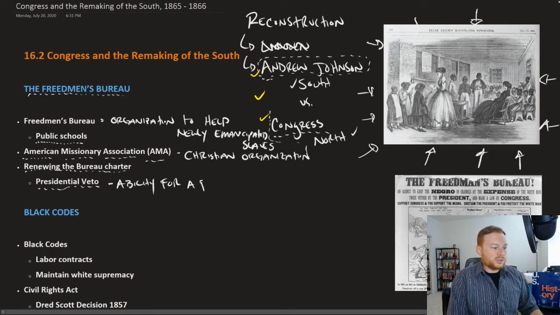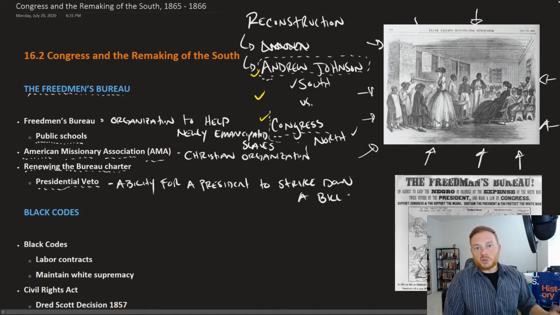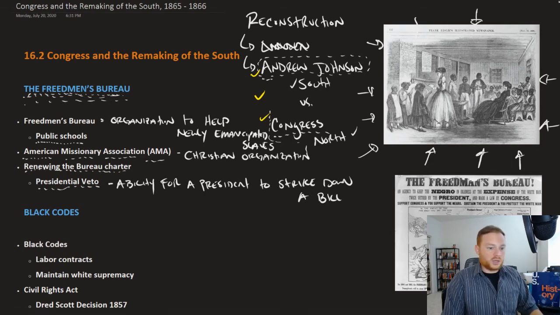If you're not entirely familiar, a presidential veto is the ability for a president to strike down, we'll call it a bill, right? A bill is what it's called before it becomes a law. So this president has this particular power. So that is one area. The Freedmen's Bureau is one area where Congress and President Johnson clash heads with one another.